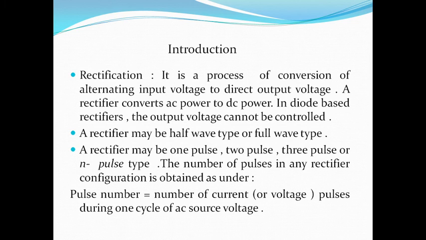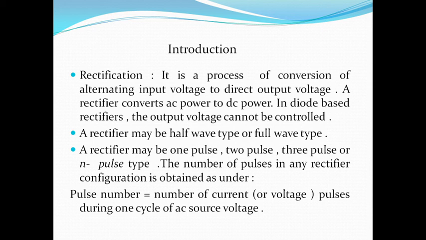It is a process of conversion of alternating input voltage to direct output voltage. A rectifier converts AC power to DC power. In diode-based rectifiers, the output voltage cannot be controlled. A rectifier may be half-wave type or full-wave type.